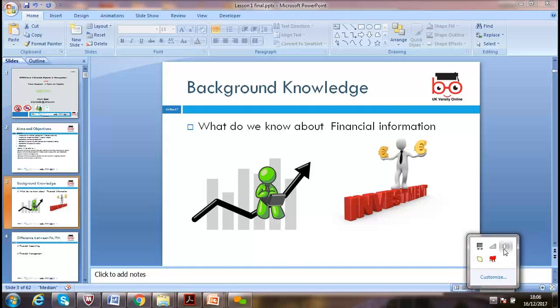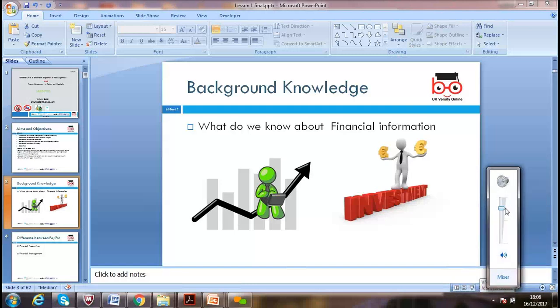Financial information. Something like anything that's related to money. Yes, anything related to money, to budget, to sources of finance, anything relating to monetary things, we call financial information.